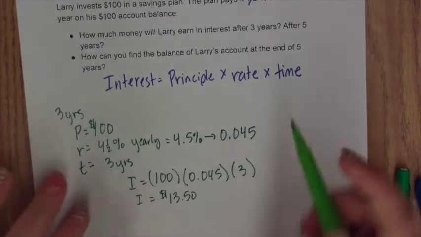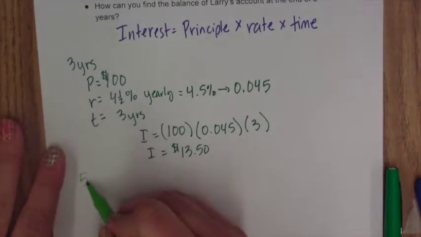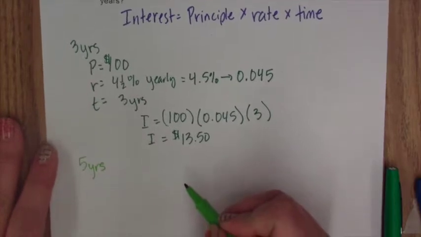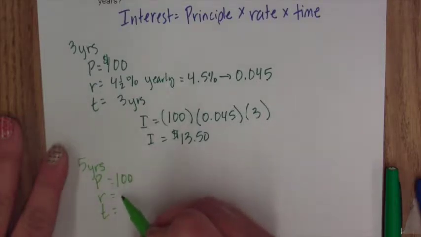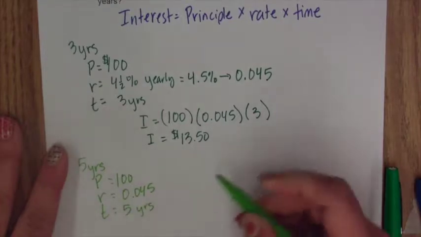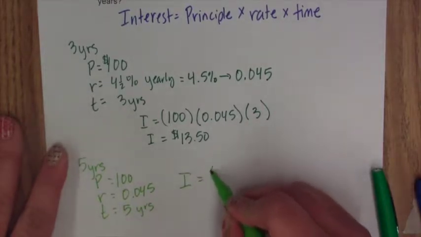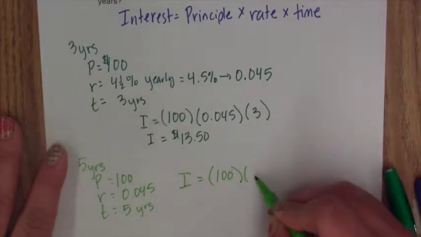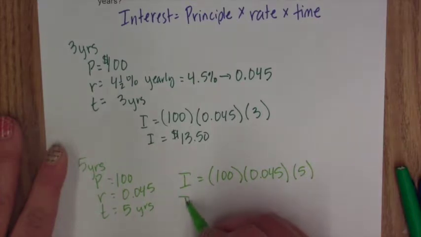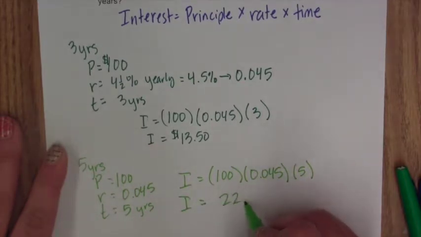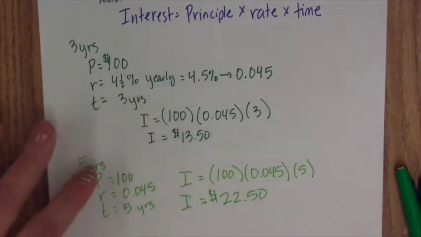All right, so our second one is after 5 years. We're going to do the same thing with this one. Find our principal, our rate, and our time. Our principal doesn't change, our rate doesn't change, but our time is changing to 5 years. So interest is 100 times our rate, 0.045, times our time of 5 years. We can use our calculator, and we get that our interest earned would be $22.50.